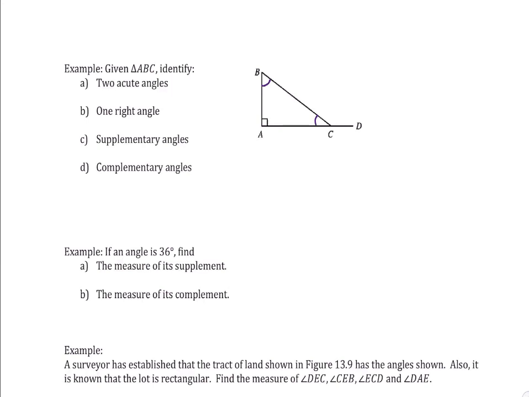In order to name those, we need to find the 3 points that define a particular angle where the vertex is in the middle. So we can start at A, go to B, and then go to C. So that would be angle ABC. And then we can get the angle there at C by going from B to C to A.